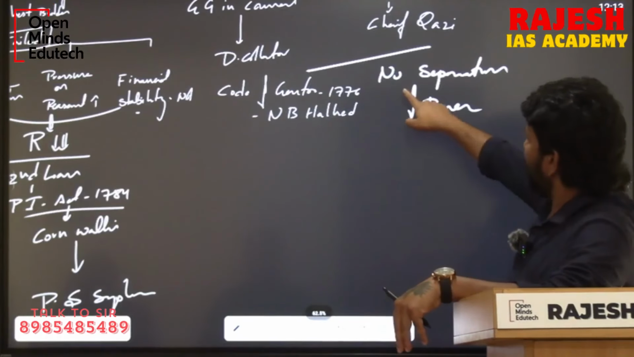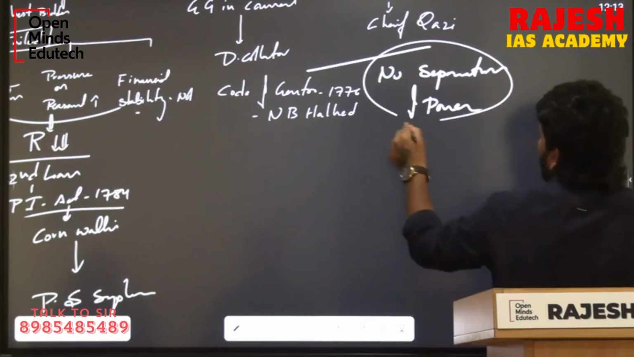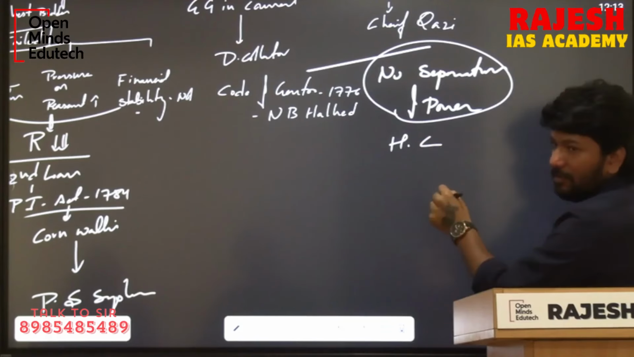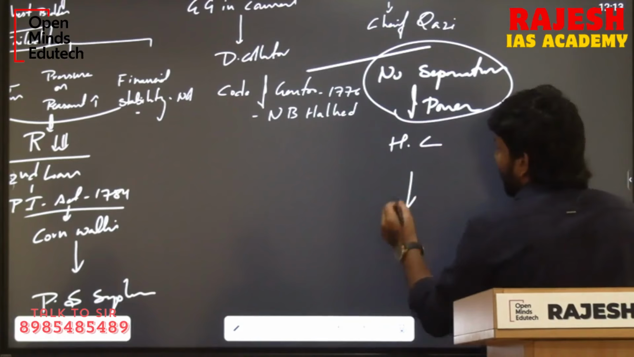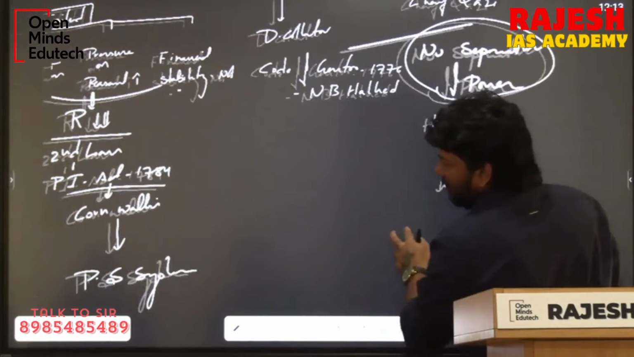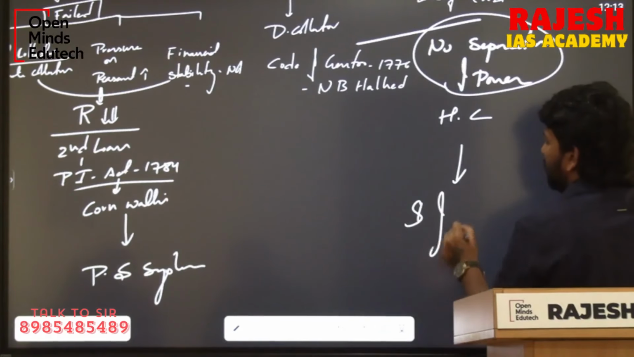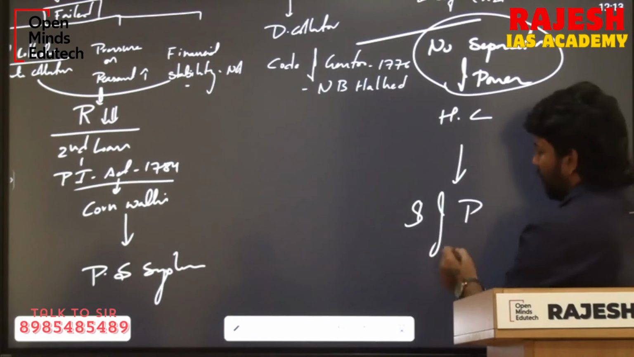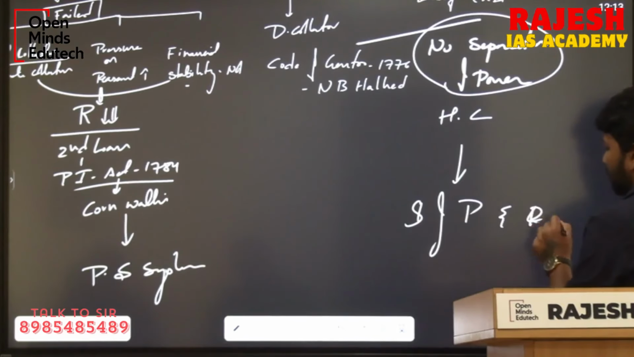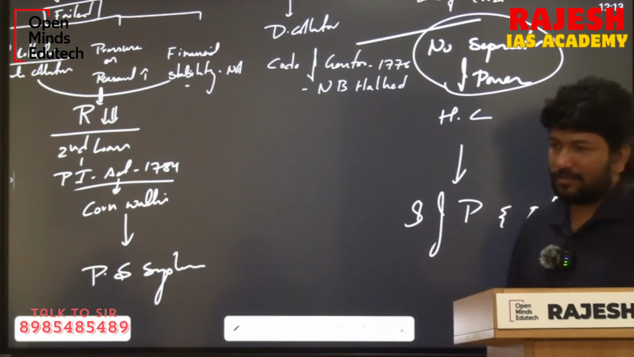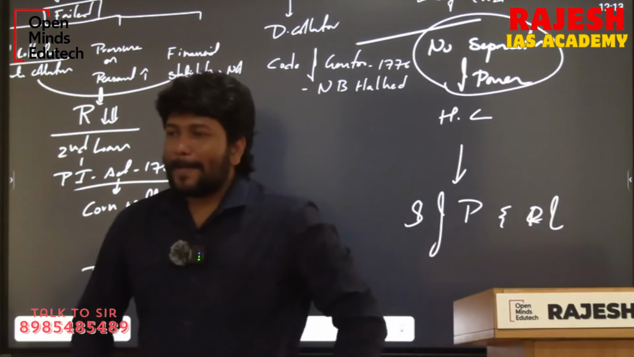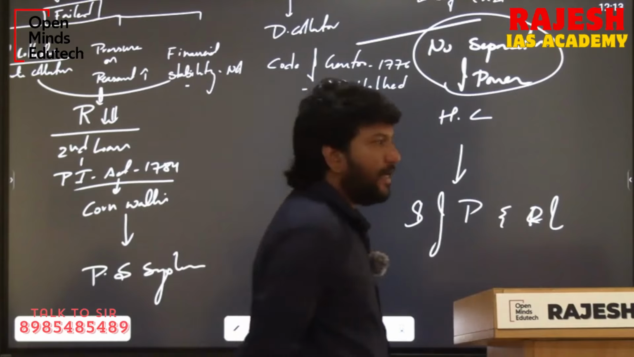Put the heading: what is the drawback? No separation of power. Huge corruption. Cornwallis came and introduced the permanent settlement, separation of power and rule of law. I will discuss this in Cornwallis, I am just connecting. Put the heading Cornwallis.